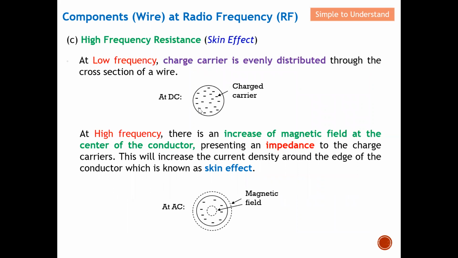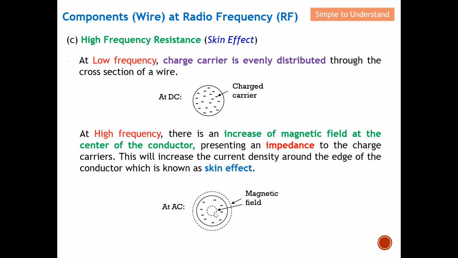So you can see this is a cross section view of the wire. At a very low frequency or DC, you can see that the charge is evenly distributed overall on the cross section view of the wire. You can see over here. However, at high frequency, there is an increase of magnetic field at the center of the conductor.